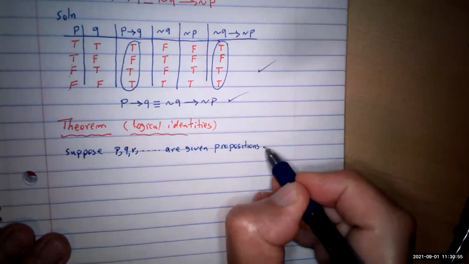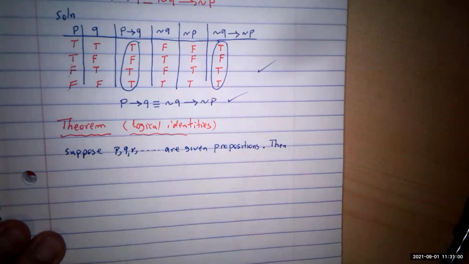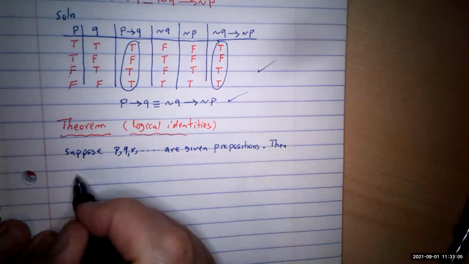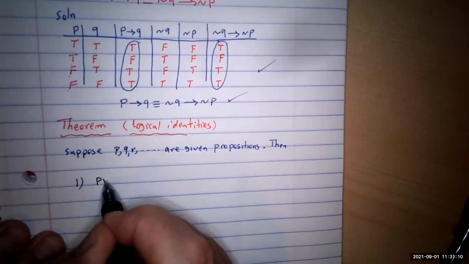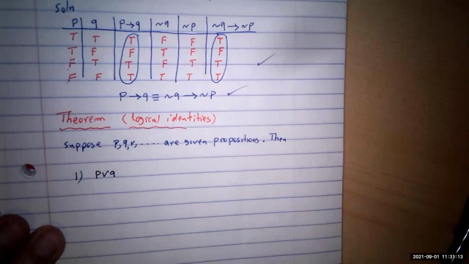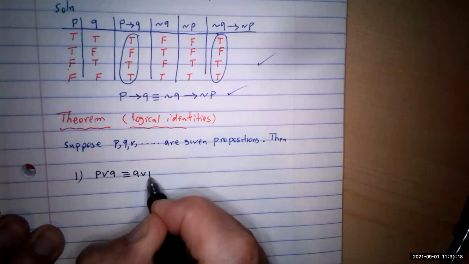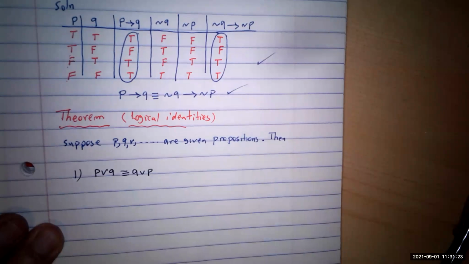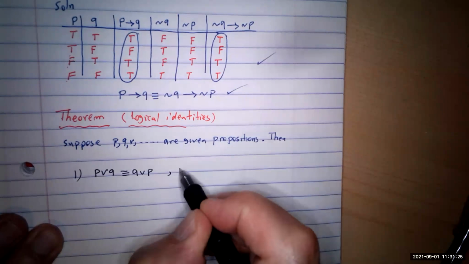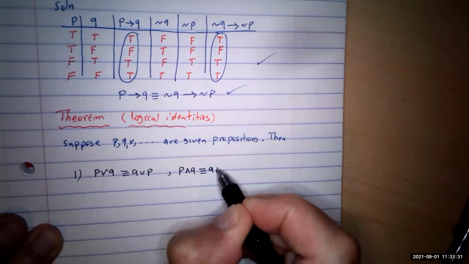Okay, then the following are true. The first one is P or Q. We can switch it, commutative property. It is the same as Q or P. So if you switch it, the result is going to be the same. It's like addition, if you like. And it would happen for the other one too. P and Q is the same as Q and P.